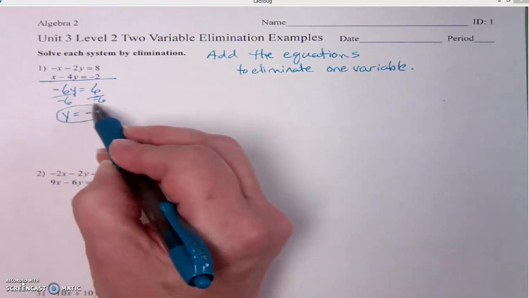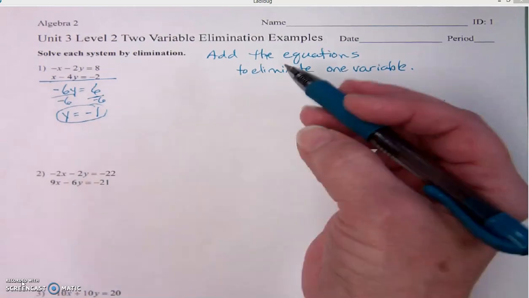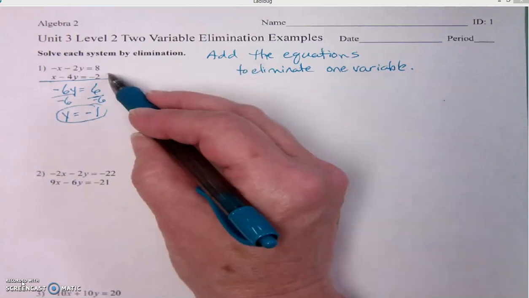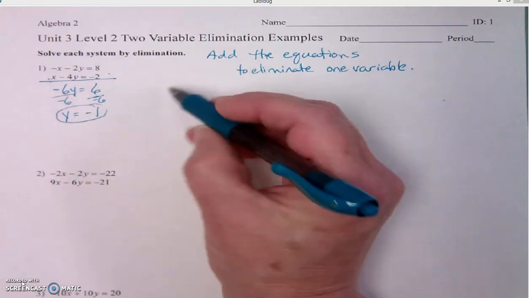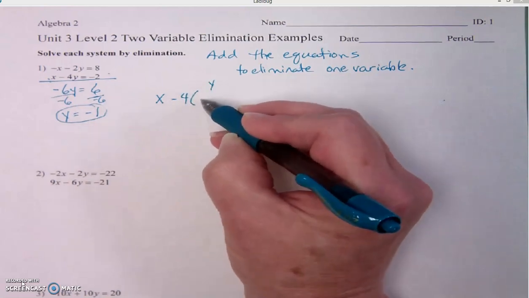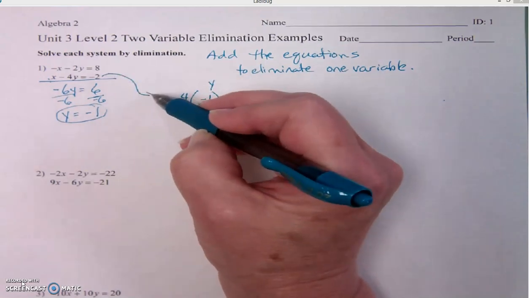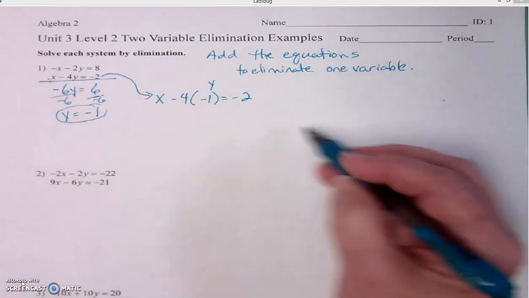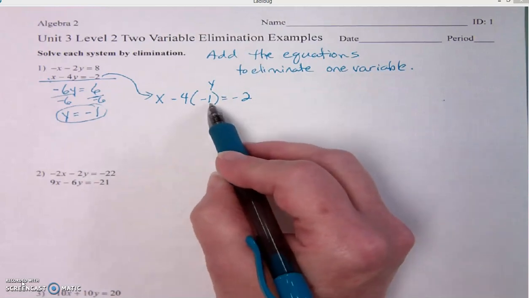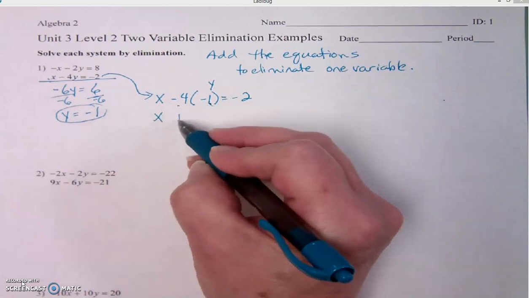So that's my solution for y. Now I have solved for y, I can substitute that back into either one of these two equations to solve for x. Say I take the second equation, because that's a positive x. X minus 4 times my y, which is negative 1, equals negative 2. I'm rewriting it, but I'm substituting in my y because I know what that is. X minus 4 times negative 1 is going to be a positive 4.